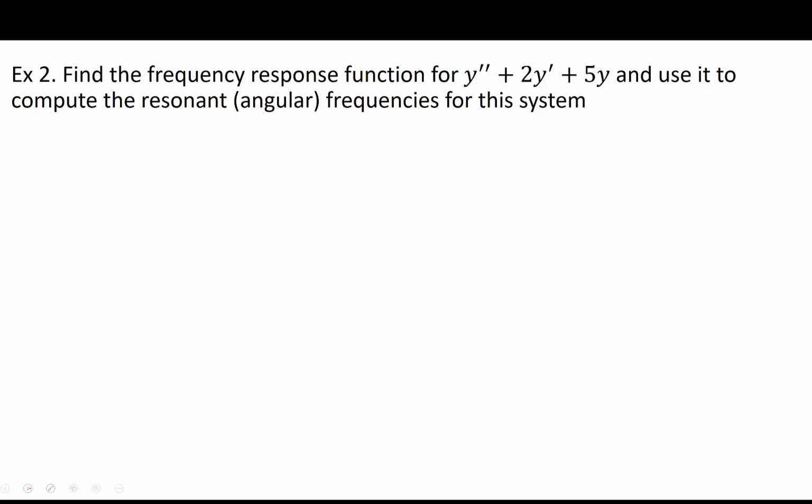To look at an example where we do have damping, let's calculate the frequency response function for y double prime plus 2y prime plus 5y and use it to compute the resonant angular frequencies for that system. In this case, our frequency response function is now f of omega equals 1 over m, which in our case is just 1, times i omega squared, which remember simplifies to negative omega squared because i squared is -1, plus gamma i omega plus k.